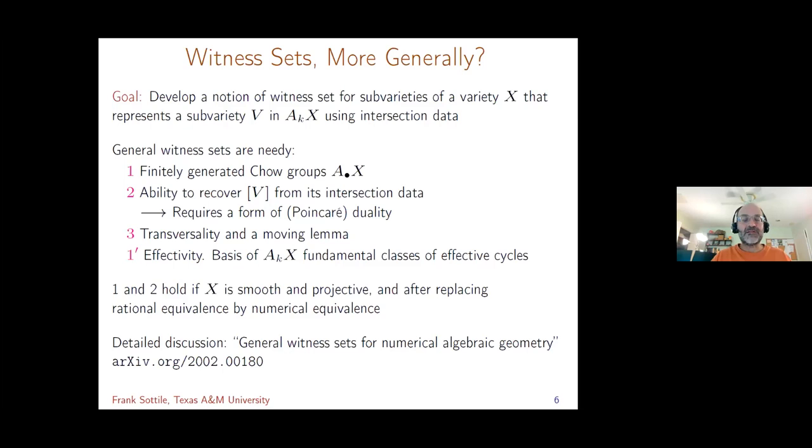And probably, associated with the first one, you want effectivity. You want the basis of your Chow group to be fundamental classes of effective cycles. So no negative coefficients. Well, it turns out that the first two things that are necessary hold if X is smooth and projective, but you have to replace rational equivalence by numerical equivalence, which is a slightly less algebraic equivalence relation. Although it's not completely at odds with rational equivalence. And I said, there's the detailed discussion in this preprint that I listed.